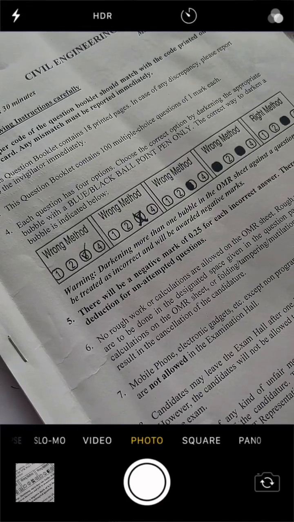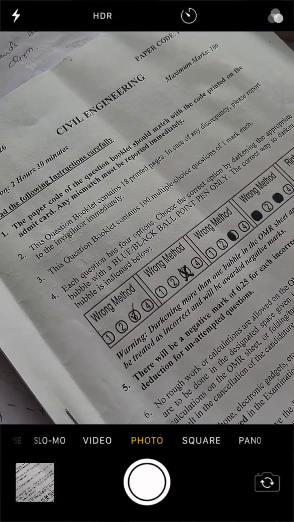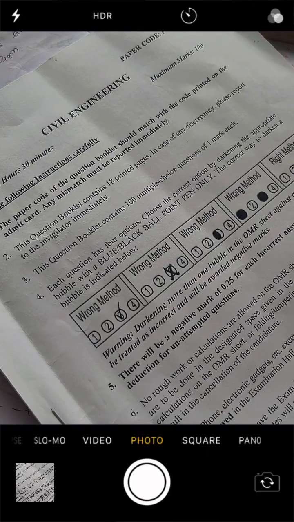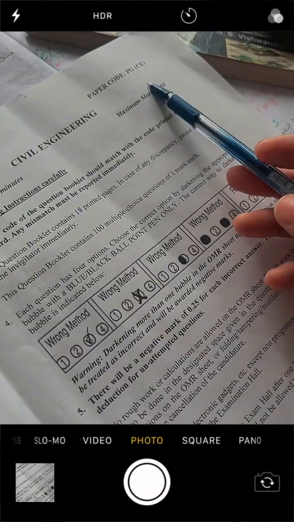I've been thinking for so long to solve this question paper. So finally today I've decided. It took long, but I'm here today. NEPKIT 2026 Civil Engineering paper called PGC. These are some instructions you can read.